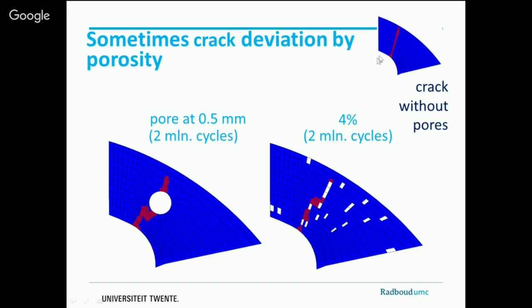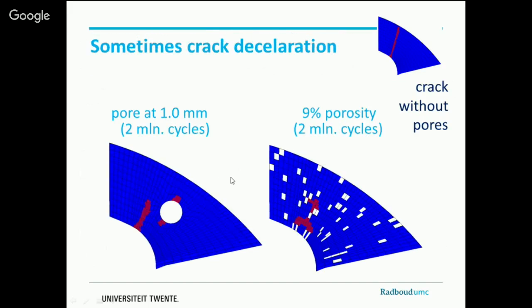So you could see here, if you compare this to this, the crack is not reaching as far after 2 million loading cycles as if there was no porosity. So sometimes porosity can lead to crack deviations, which is maybe even beneficial to prevent a complete crack. That is rather confusing, huh? If you have a pore even further, the crack is even shorter. So here you have 9% porosity, and the crack is hardly there because it's kind of deviated within the cement mantle.